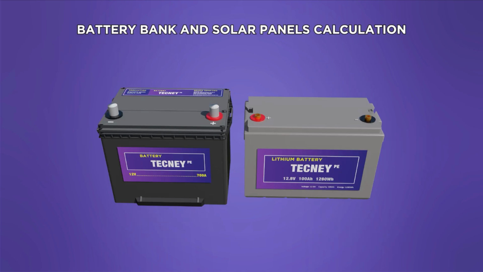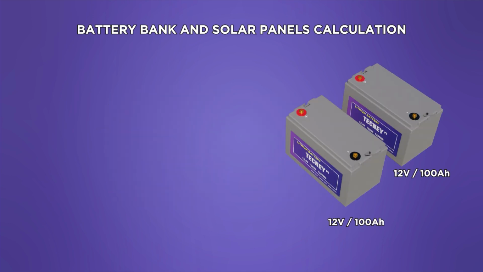Now, I am going to do a calculation to determine the power and number of solar panels if we have two batteries. For the battery bank, lead-acid batteries, AGM or lithium batteries can be used. I'm going to assume that we already have two batteries available. These batteries are 12 volts and 100 amp hours. We have the possibility of connecting them in series or in parallel.